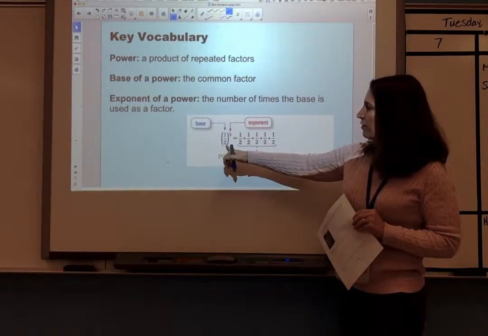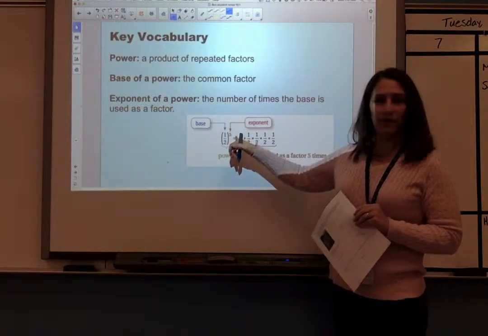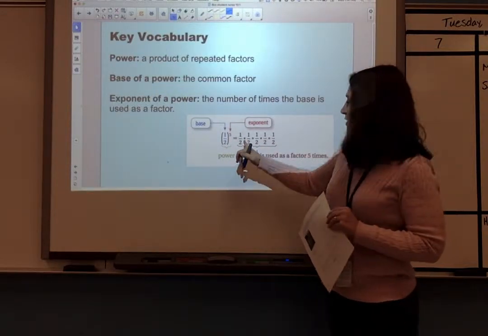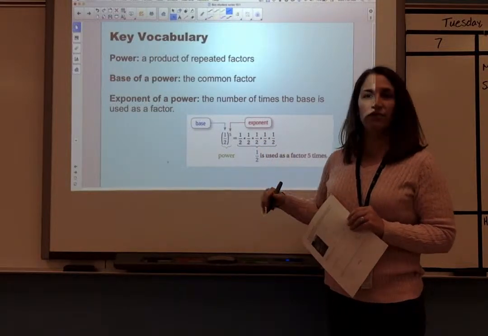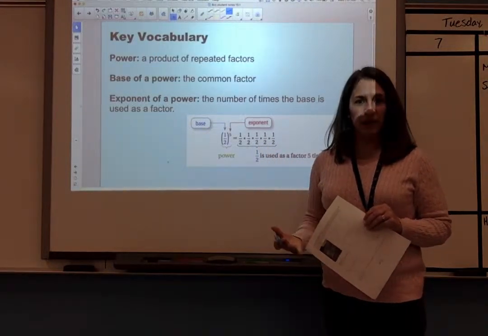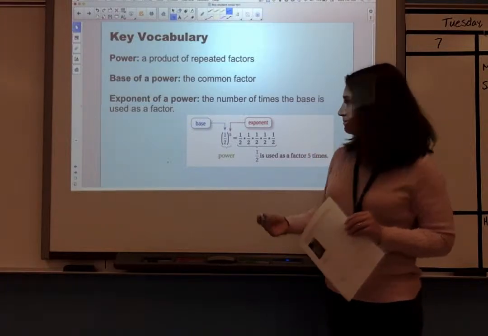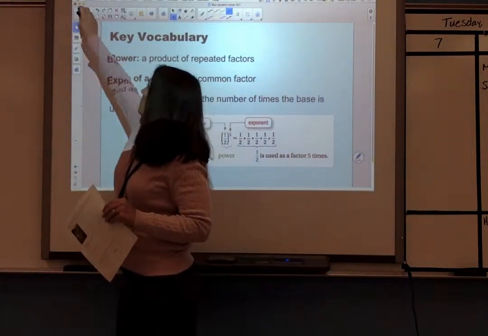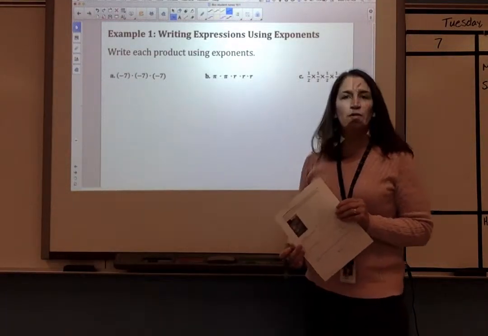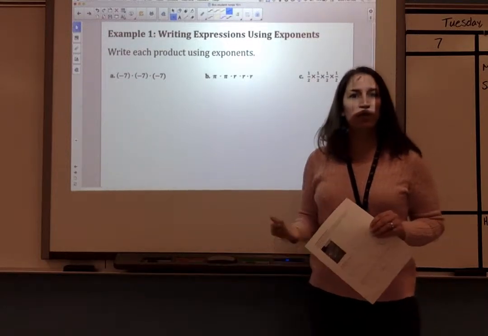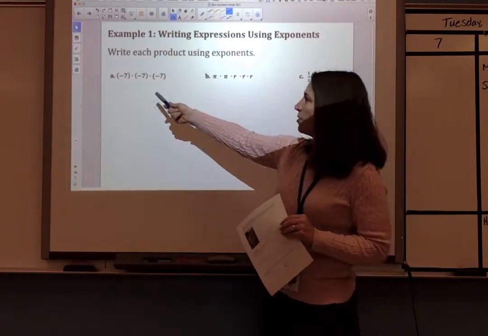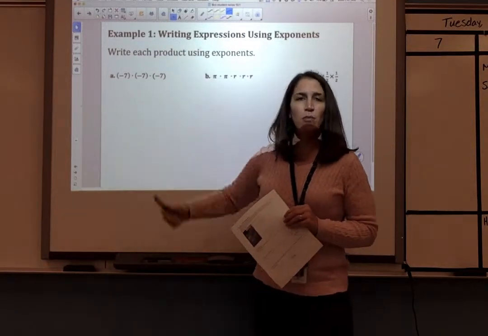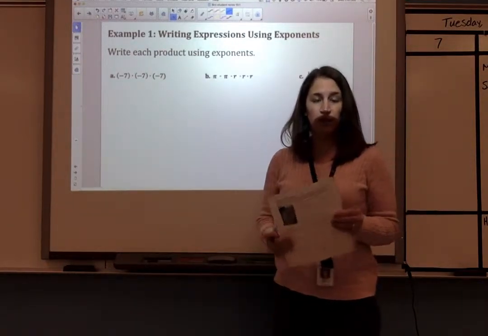So here we have 1/2 to the 5th power, and that's written as 1/2 times 1/2 times 1/2 times 1/2 times 1/2. So 1/2 multiplied by itself 5 times. So for our first example, we're just going to be writing expressions using exponents. So for our first problem, we have -7 multiplied by itself 3 times.